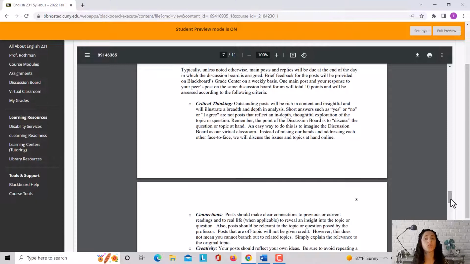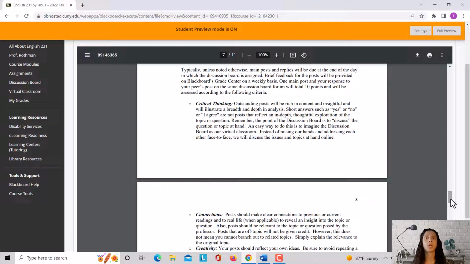Again, the discussion board posts will not be accepted late because the discussion board is kind of like a discussion in real time. So if you post late to the discussion board, your peers will have already moved on to the next discussion forum, and they will not return back to an old forum to see what you have posted.